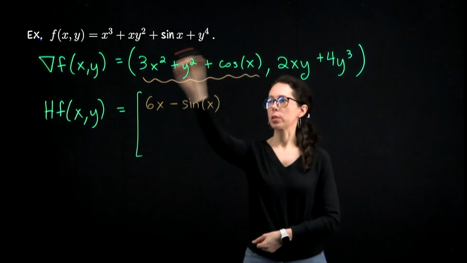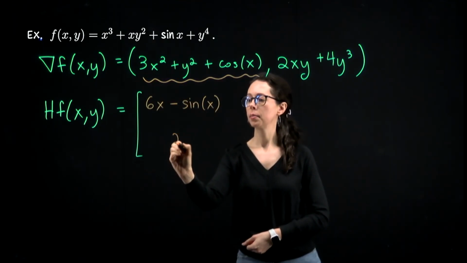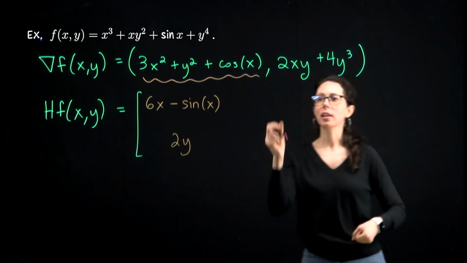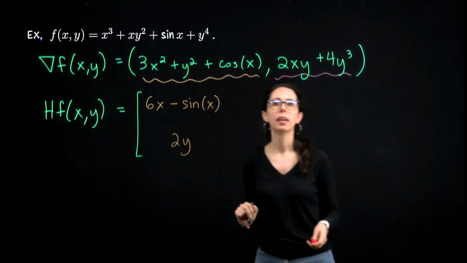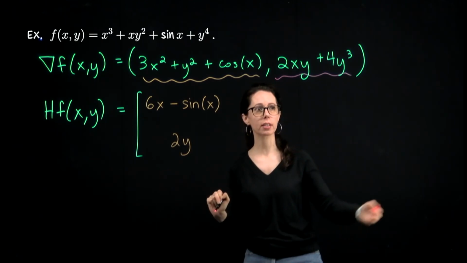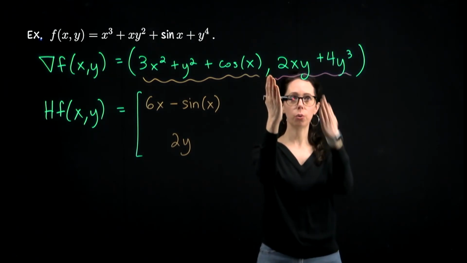Now differentiate this with respect to y, and we get 2y. Okay? Coming along now to the second coordinate function, take its partial derivative with respect to x and y, and that will form the second column in our Hessian matrix. With respect to y, we get 2x.